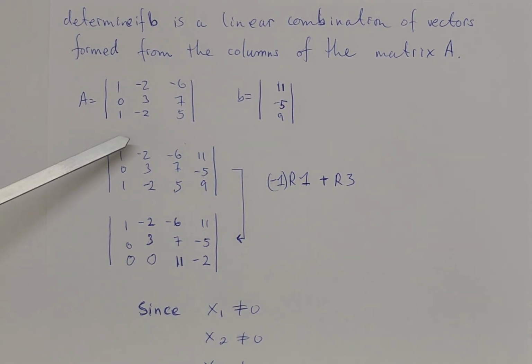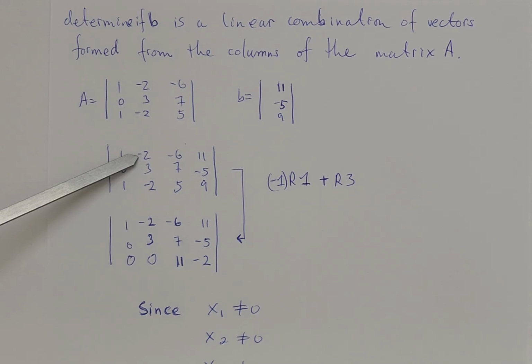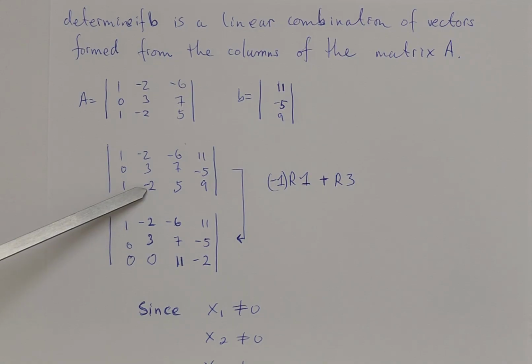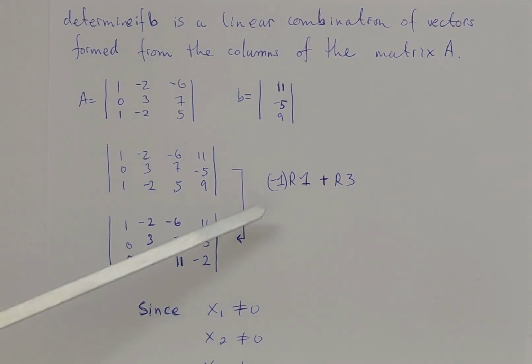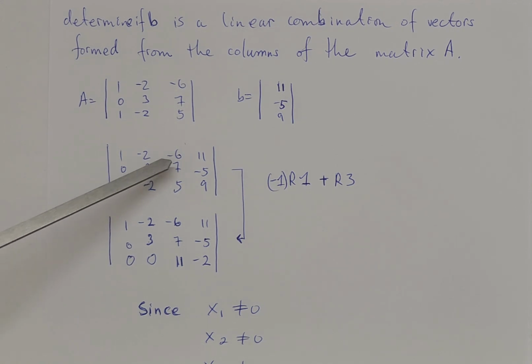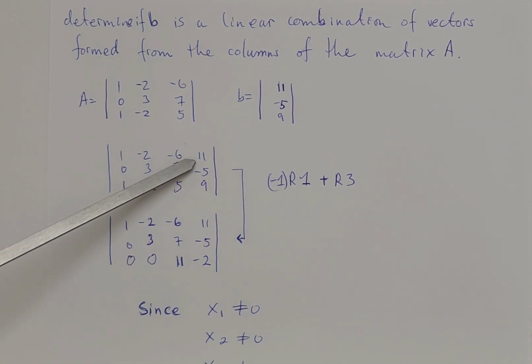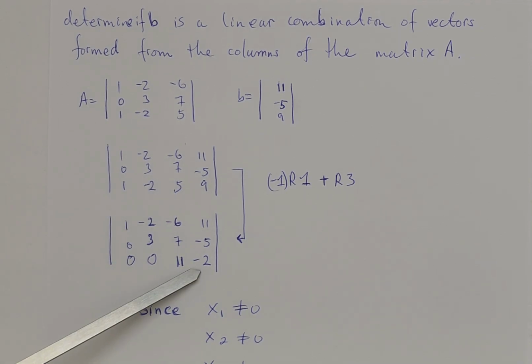So negative 1 times 1 will be negative 1. Negative 1 plus 1 gives me 0. Negative 1 times negative 2 will give me positive 2. Positive 2 minus 2 gives me 0. Negative 1 times negative 6 gives me positive 6. 6 plus 5 gives me 11. Negative 1 times 11 gives me negative 11. Negative 11 plus 9 gives me negative 2.